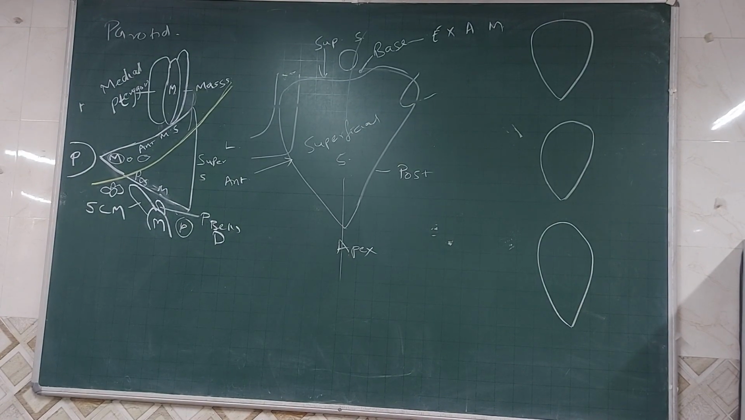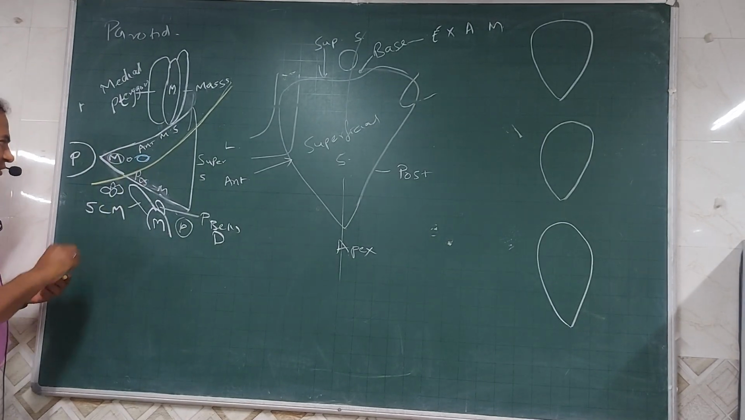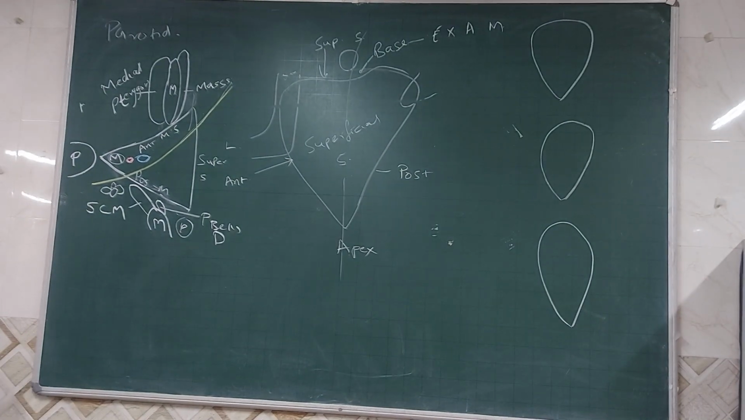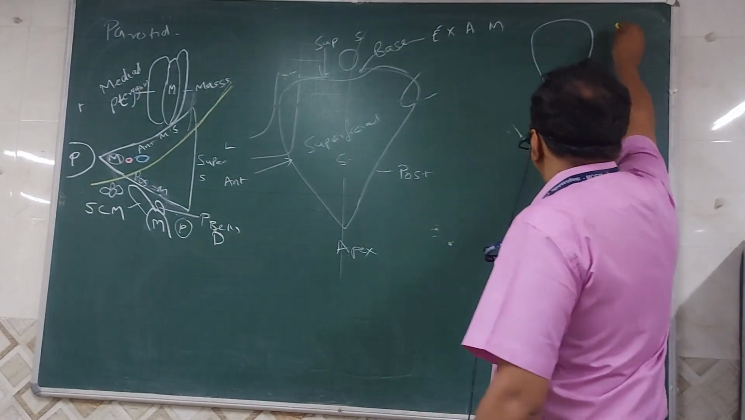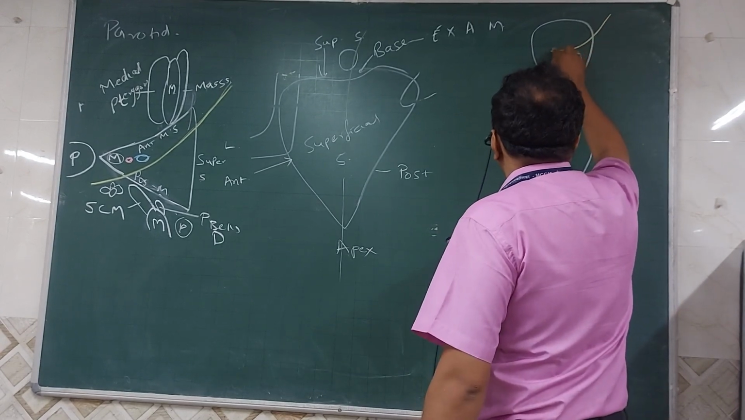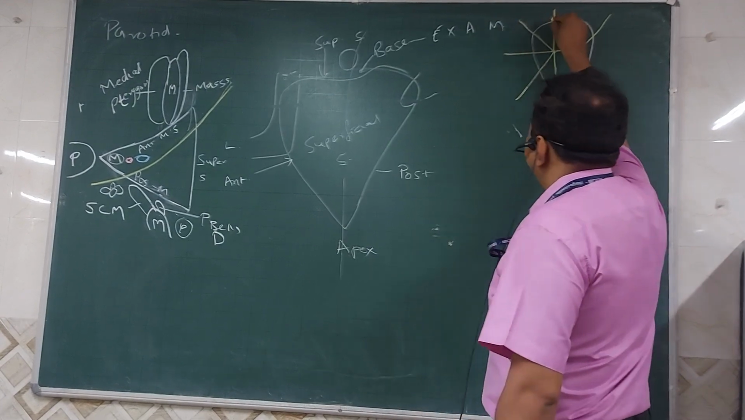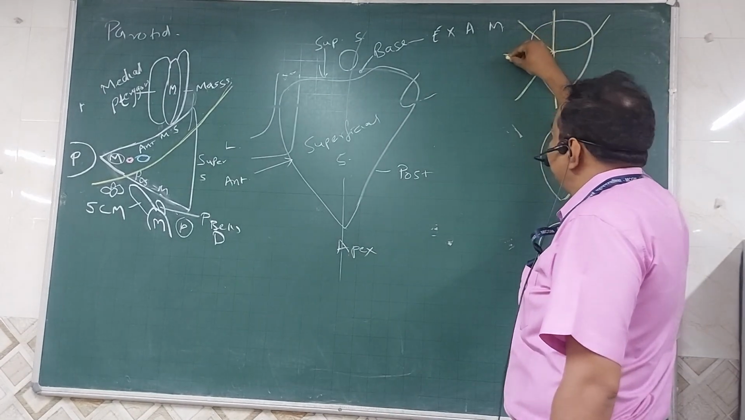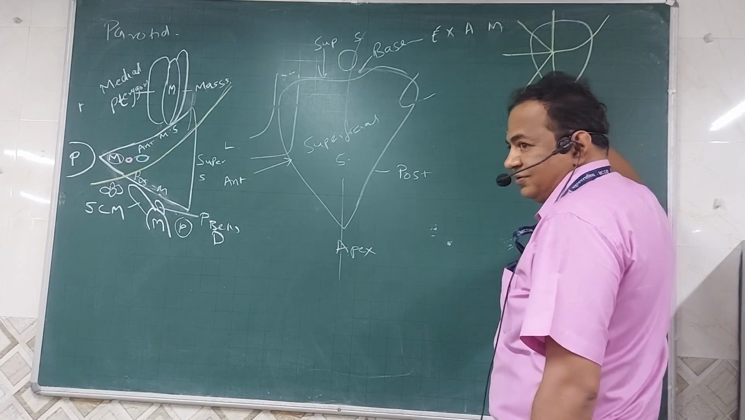The second structure is retromandibular vein, and the third structure is external carotid artery. So these are the three structures. I am drawing separate diagram for these three structures. Most superficial structure, facial nerve and its 5 branches: temporal, zygomatic, buccal, marginal and cervical.